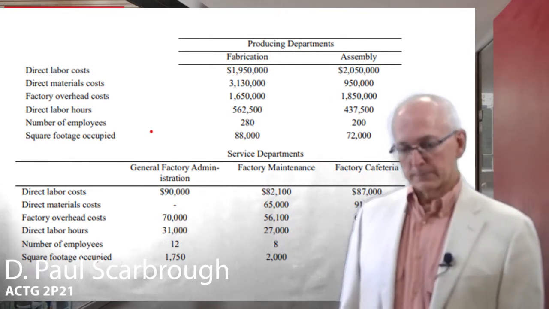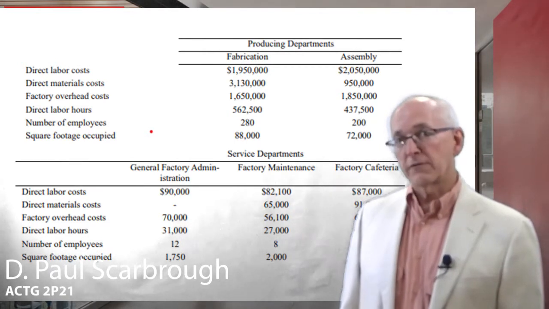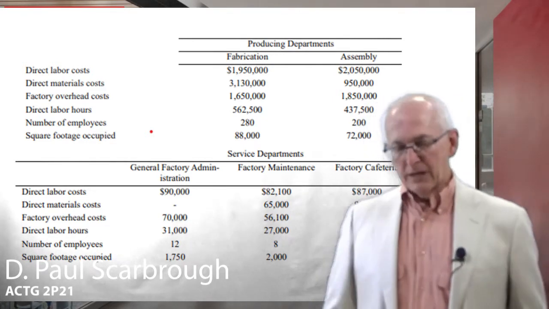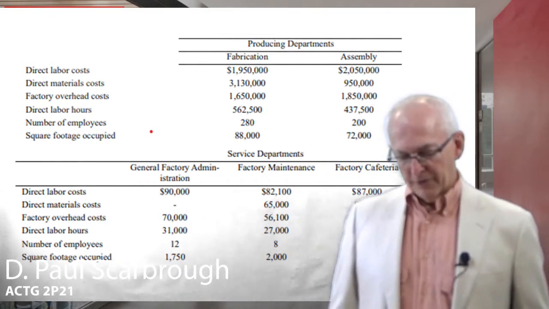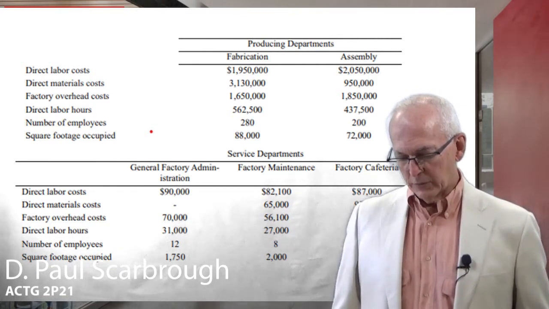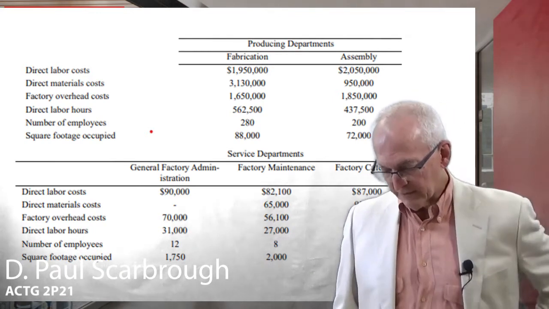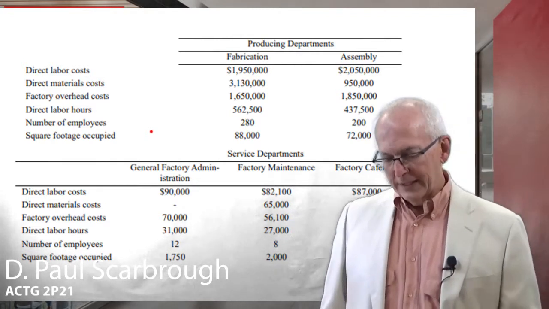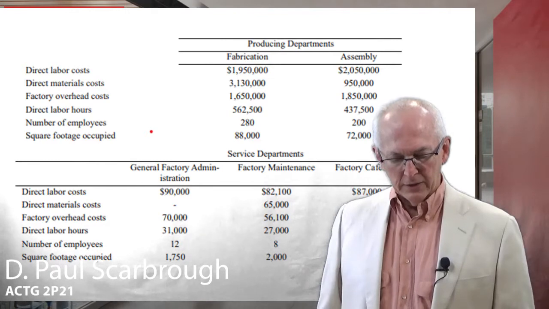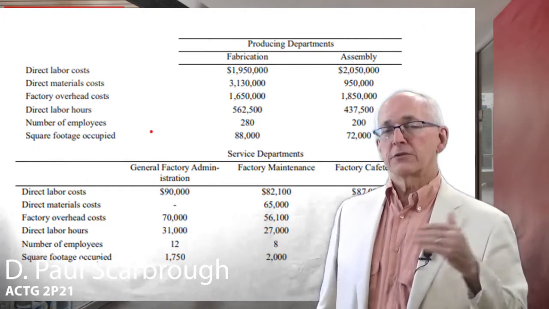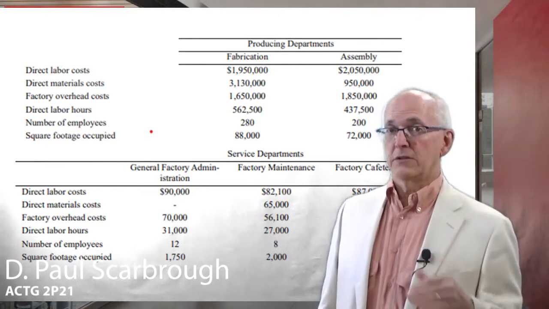When we look at all this information at the bottom, at some point we're going to have to take all of that information and convert it to decimal fraction. Now let's take a look just at the first row right now. We have direct labor hours, and notice we have direct labor hours in all 5 departments. In fabrication we have 562,500 direct labor hours. In assembly, we have 437,500 direct labor hours. In general administration, we have 31,000. Factory maintenance, we have 27,000. In factory cafeteria, we have 42,000 direct labor hours. So at some point in this problem, we're going to have to take those and convert them into decimal fractions, because we're going to use decimal fractions to do the cross transfers based on percentage of use.